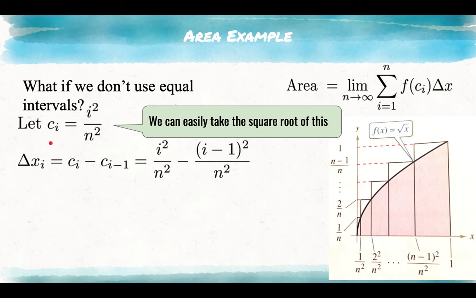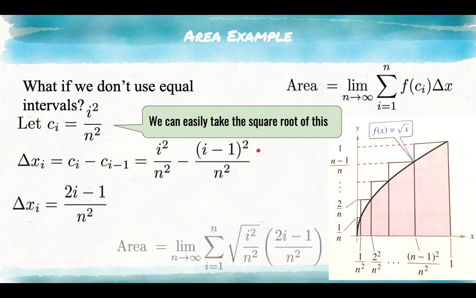Now, in this case, I don't have equal widths of my intervals. You notice each one is different. So instead of delta x, I'm going to have delta x sub i because I have a different width for every interval. So I just take c sub i minus c sub i minus 1. I can work that out to 2i minus 1 over n squared. And that gives us this now.